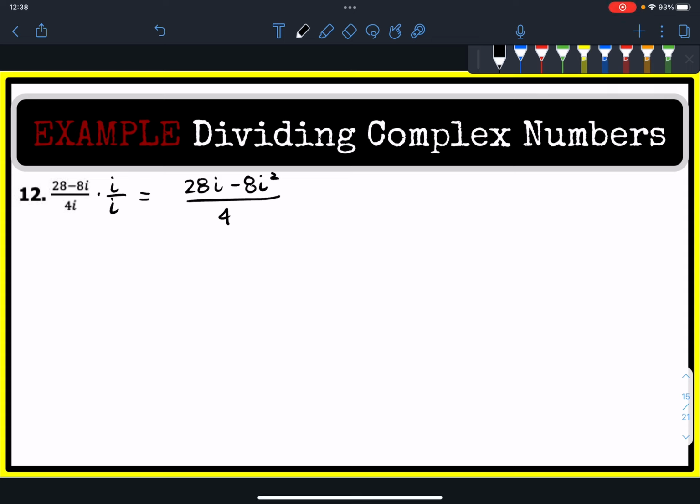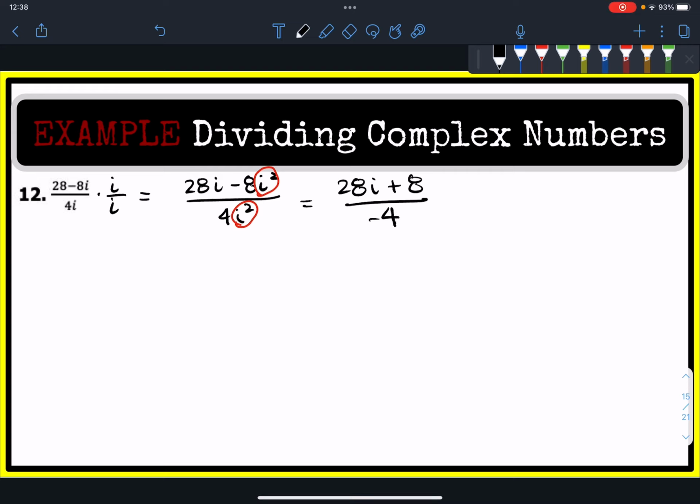Multiplying 4i with i, that's going to give us, again, 4i to the second power. And because i to the second power is equal to -1, we're multiplying a -1 with the -8, which is going to become +8. And we're multiplying a -1 with a +4, which is going to be -4.